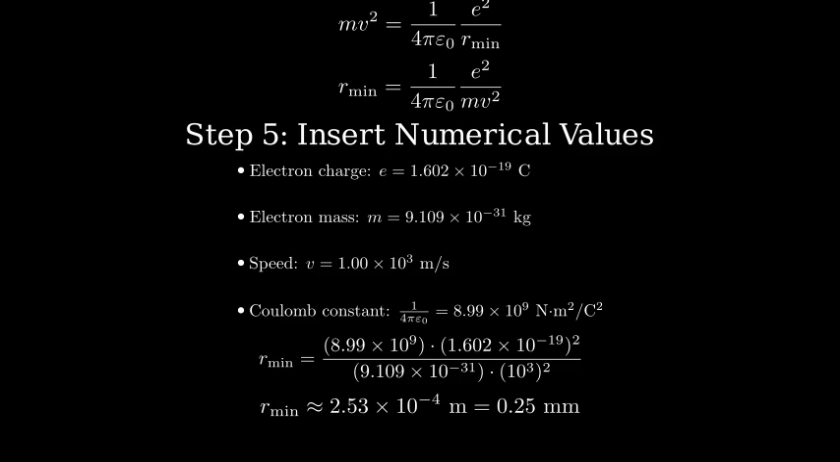Our final answer is that the electrons approach to within about 0.25 millimeters before reversing direction and flying apart. This problem illustrates an important physics concept, the conversion between kinetic and potential energy, and how electrostatic repulsion prevents the electrons from actually colliding.